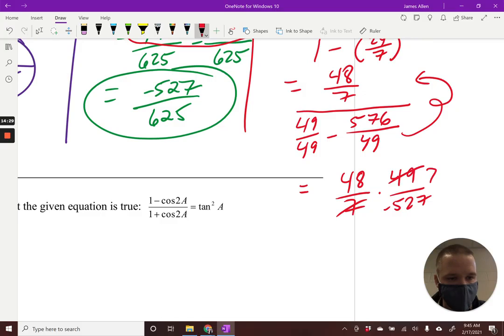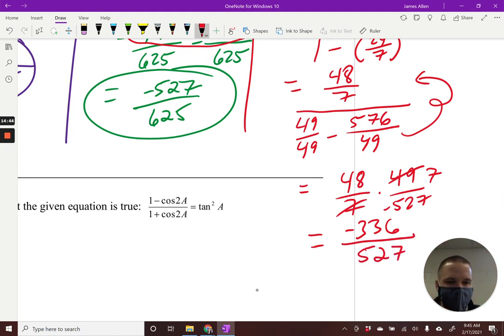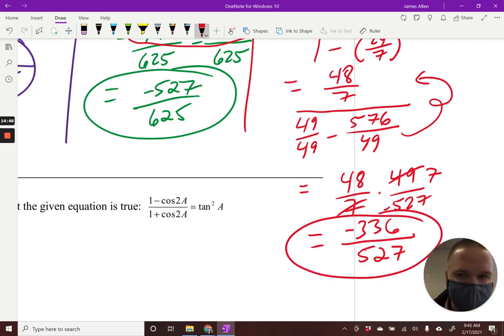So that's going to reduce. And then away we go. Let's see here. 48 times 7. What is that? Let's take a look at the cheat sheet here. Negative 336 over 527, right? I just put the negative up in the numerator. No big deal. I like it.